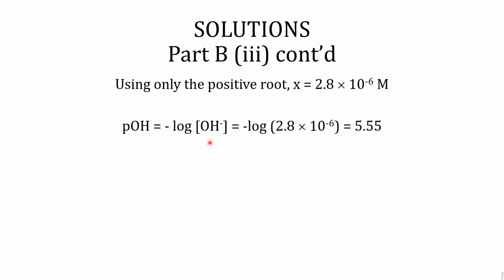The pOH of this solution is equal to the negative log of OH minus, or the negative log of 2.8 times 10 to the minus 6, which is 5.55. The pH of this solution equals 14 minus pOH, or 14 minus 5.55 equals 8.45.